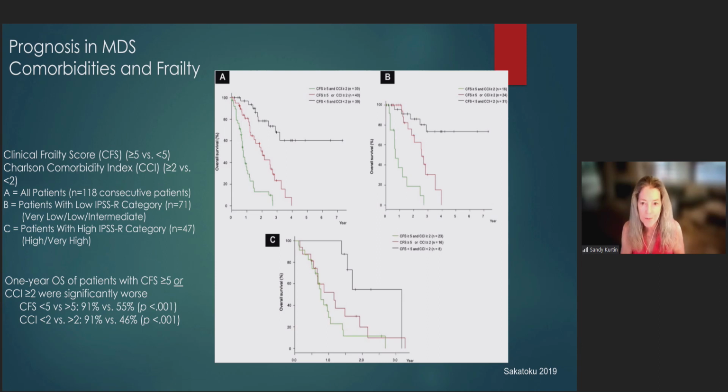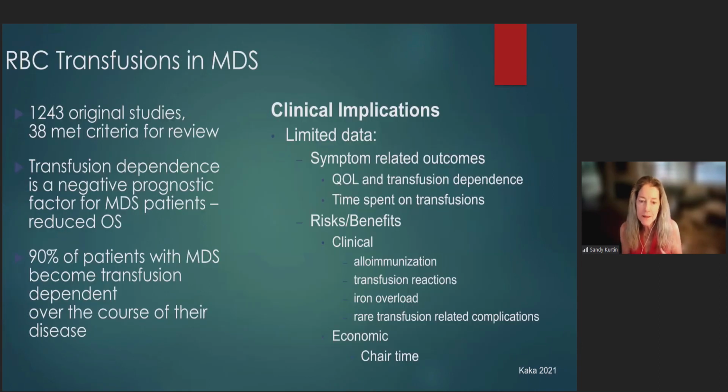And then the other thing I think that is still relevant today, this is a paper that looks at just transfusion dependence, which really is telling us that that bone marrow is not working. And it's really important to understand transfusion dependence in terms of a negative prognostic factor in MDS patients. We know that roughly 90% of patients with MDS become red blood cell transfusion dependent over the course of their disease.